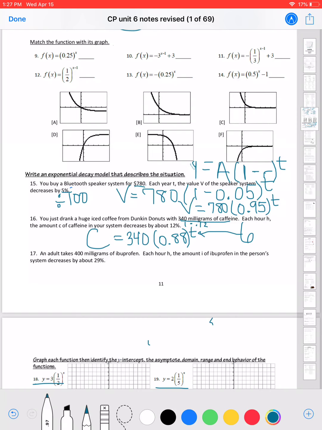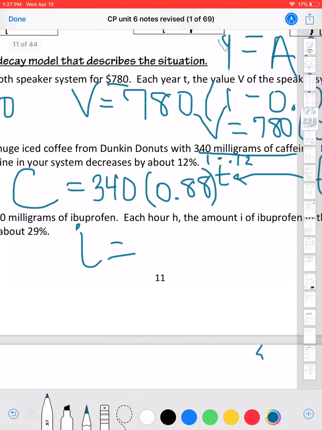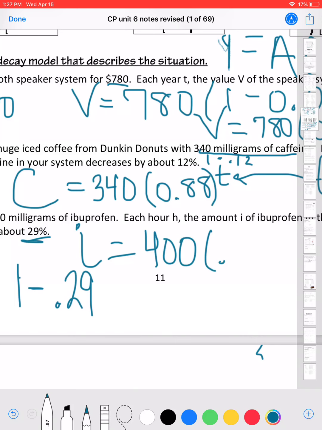So it's talking about that originally, so I'm going to put I. There was 400 milligrams. It is decreasing by 29%. Take 1 minus 0.29. Do it mentally. Do whatever you need to do. You should get 0.71, all to the t, in this case, not t, h. Whoops.